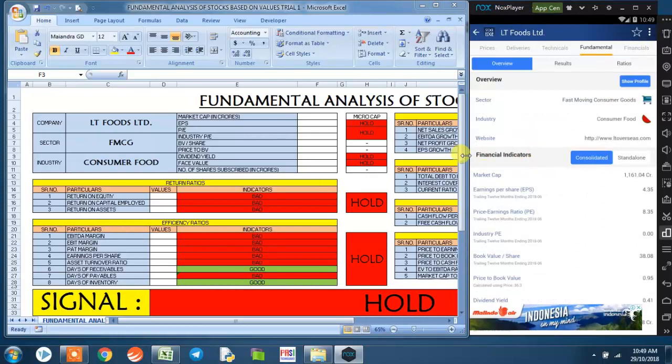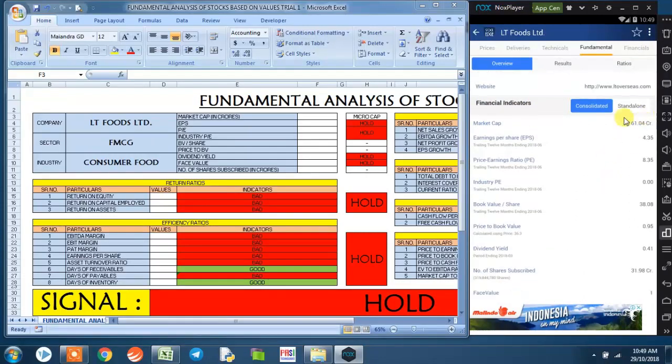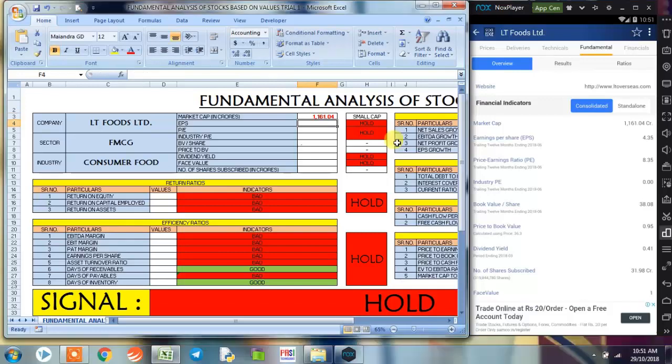Now let's come to the financial indicators. We will be putting these financial values onto our Excel program. So first is market cap, which is 1161.04 crores. The earning per share is 4.35. The price to earning ratio of the company is 8.35, whereas the industry P by E ratio is not rated.